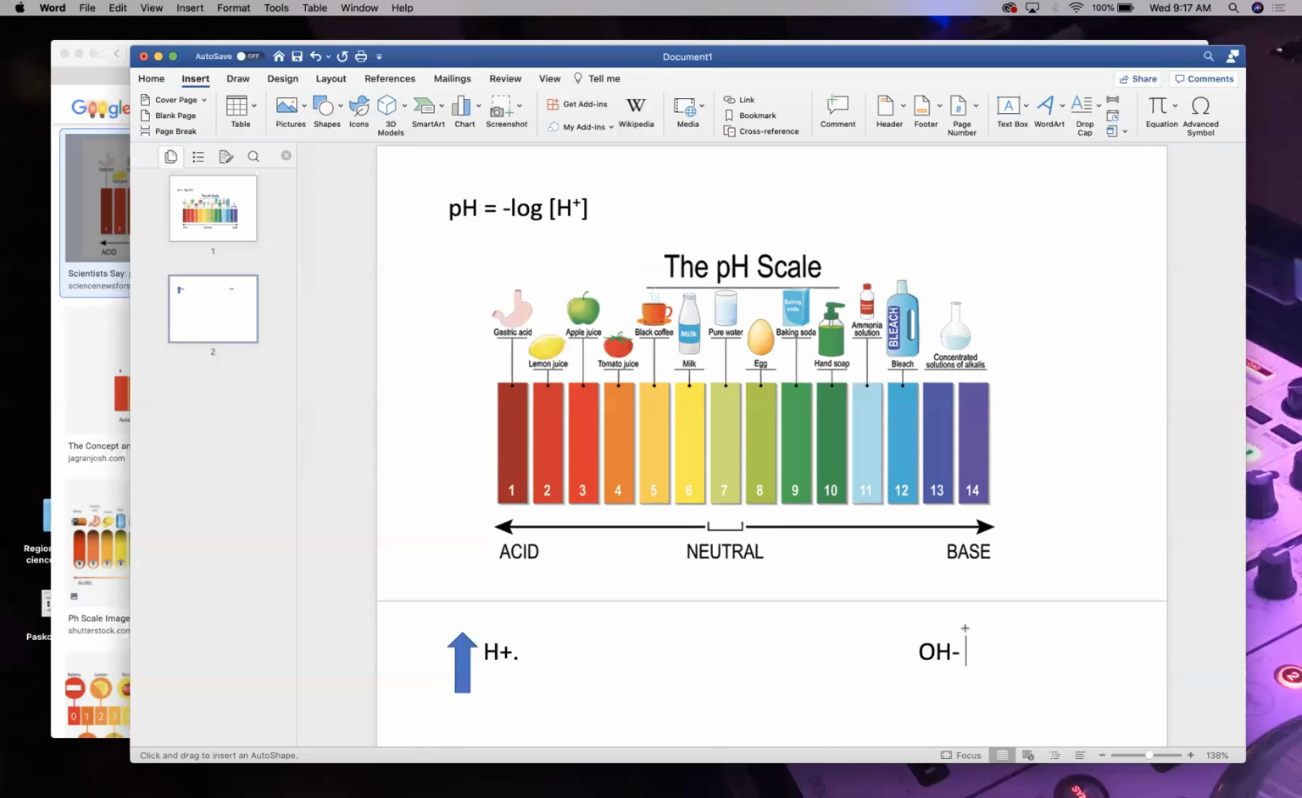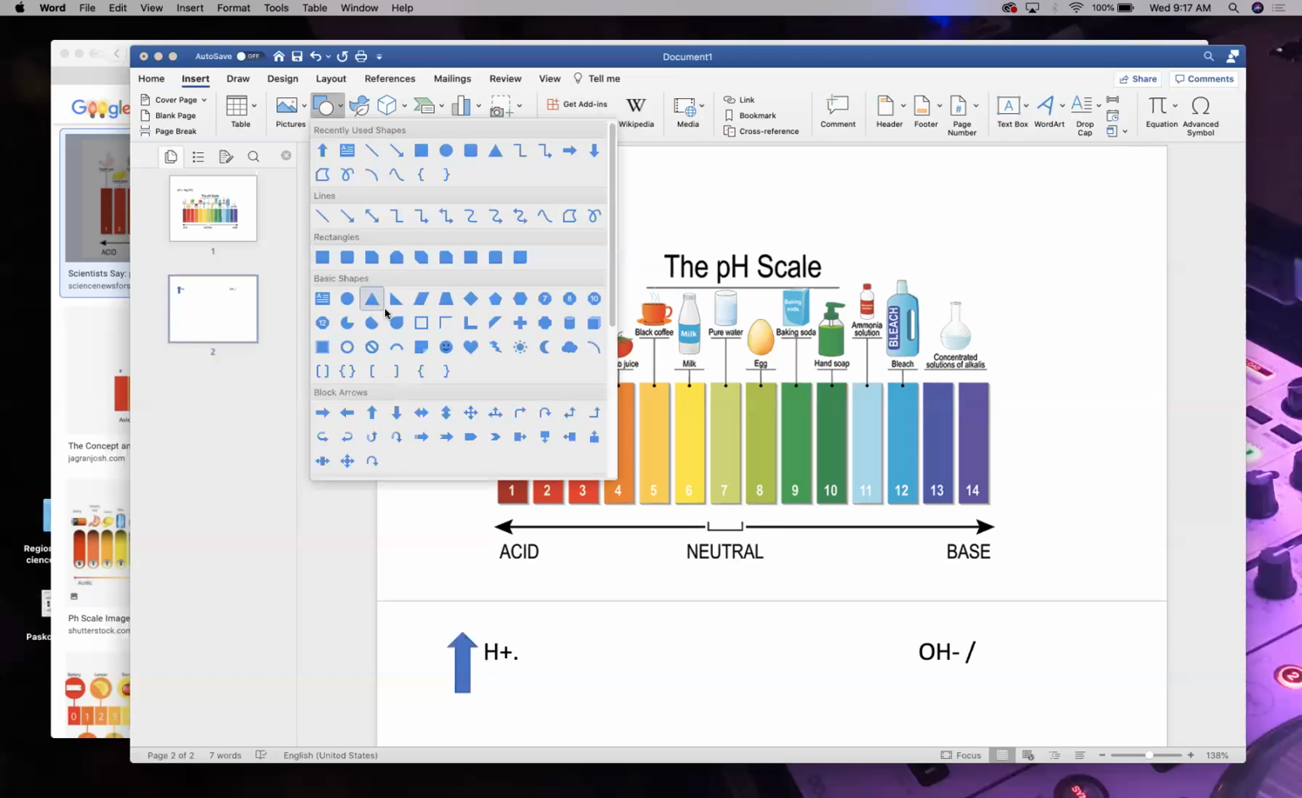Who knows? So it goes, if you look at OH minus, it's just like saying I have decreased H plus.